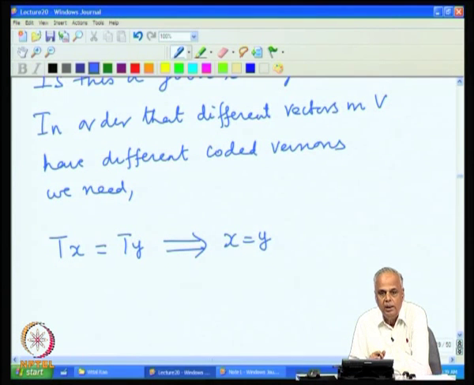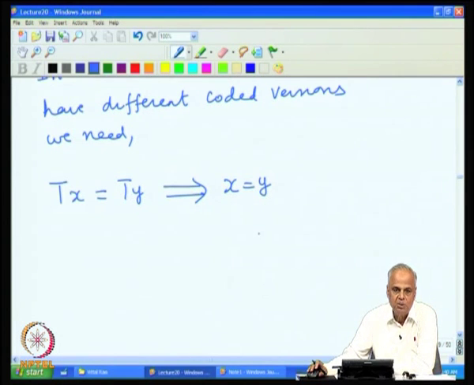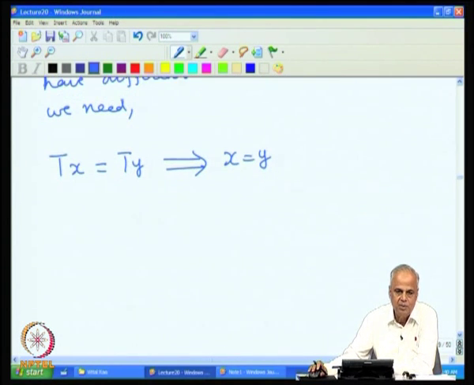Now, not all linear transformations are like this, there are bad codes and there are good codes. So, if you are looking at this from the point of view of coding, then we would like to have T to be a good code and hence this property. Any linear transformation which has this property is said to be a 1-1 linear transformation. So, this leads to the following definition.